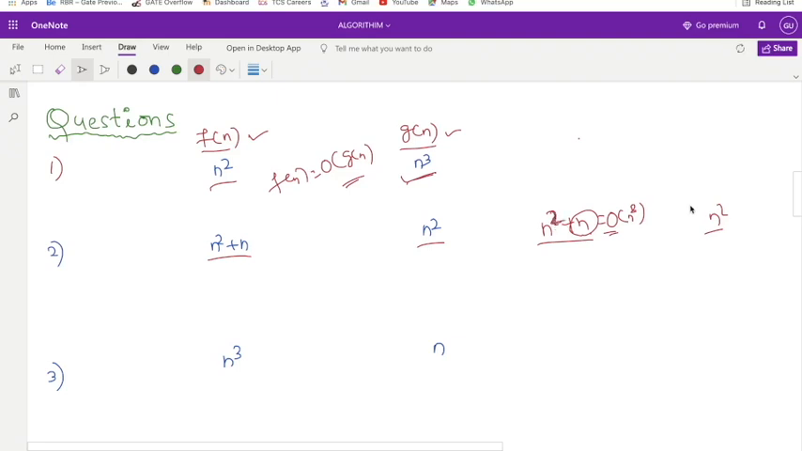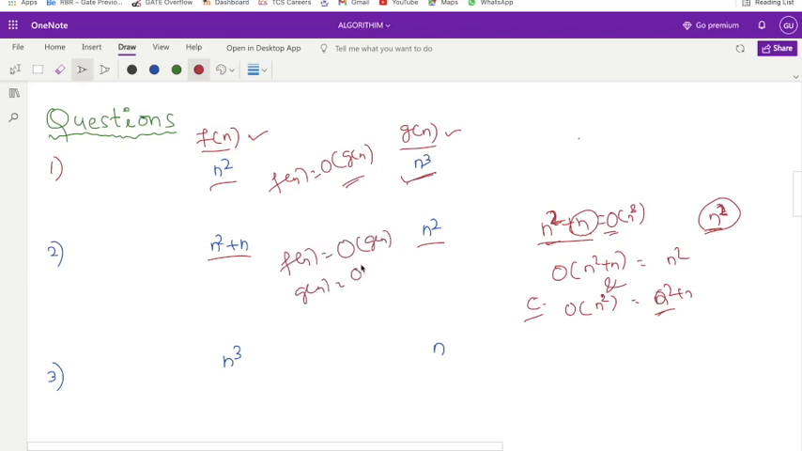These two have the same prominent term, order of n square and order of n square. I can write n square plus n equals order of n square, and n square equals order of n square plus n. Both have the same prominent term, so they have the same weightage. So with some constant c we can manipulate such that these two will be satisfied. Here in the second case, f of n equals order of g of n and g of n equals order of f of n.